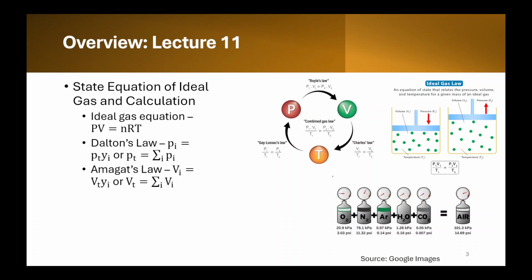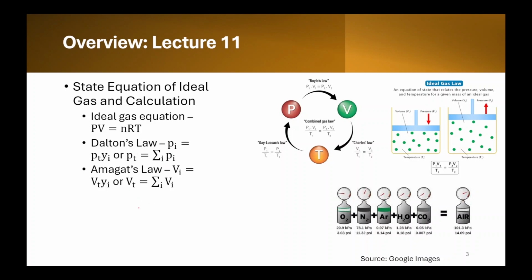If we combine all these laws, it gives us the ideal gas equation, which gives us the relation between P, V, T and the number of moles. If the number of moles is constant, and the universal gas constant is also there, we consider this term as constant, so we get P1 V1 by T1 is equal to P2 V2 by T2.